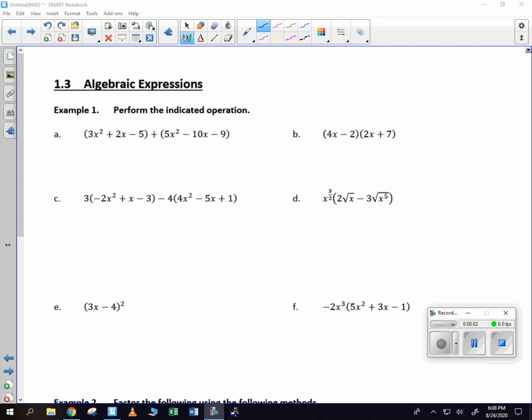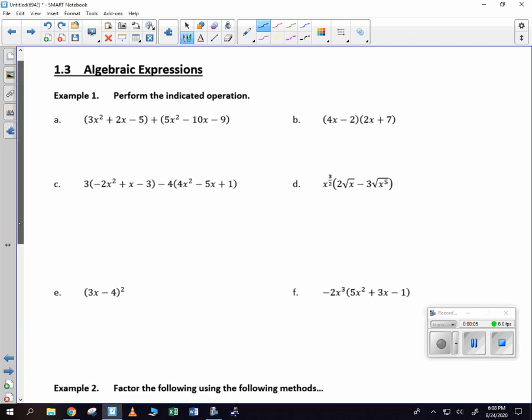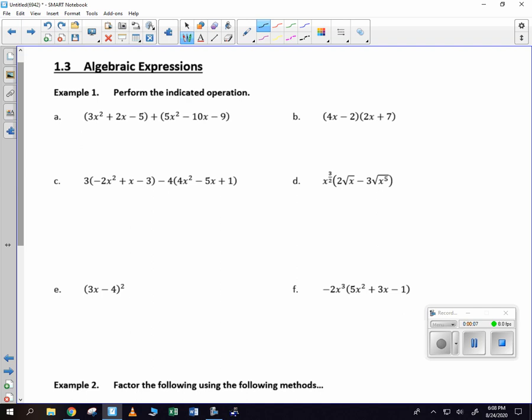So what about now? Now we have algebraic expressions, and we're asked to do different things. In this situation, we're asked to add. And so as we add these two together, we combine like terms. 8x squared of the 2x and negative 10x make negative 8x, and negative 5 and negative 9 make negative 14.